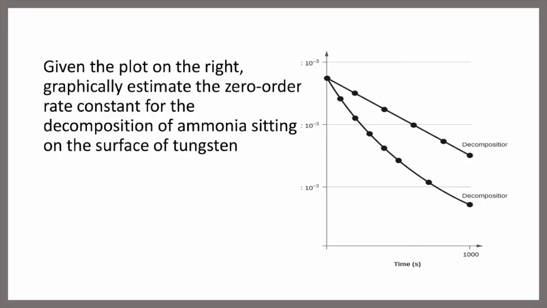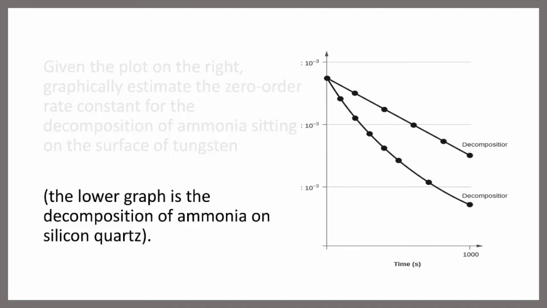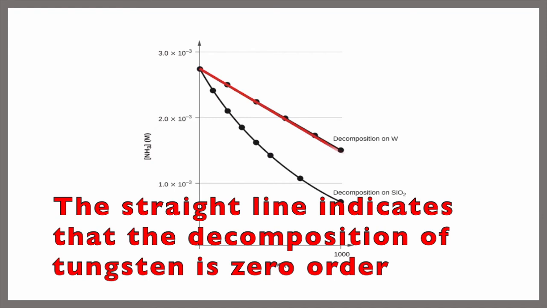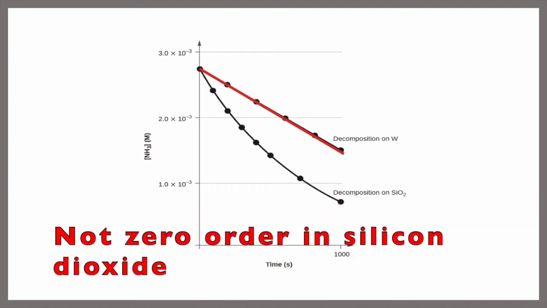Let's do an example. Given the plot on the right, graphically estimate the zero-order rate constant for the decomposition of ammonia sitting on the surface of tungsten. The lower graph is the decomposition of ammonia on silicon and quartz. The straight line in the ammonia versus time graph indicates that the decomposition on tungsten is zero order. However, it's not zero order on silicon dioxide.